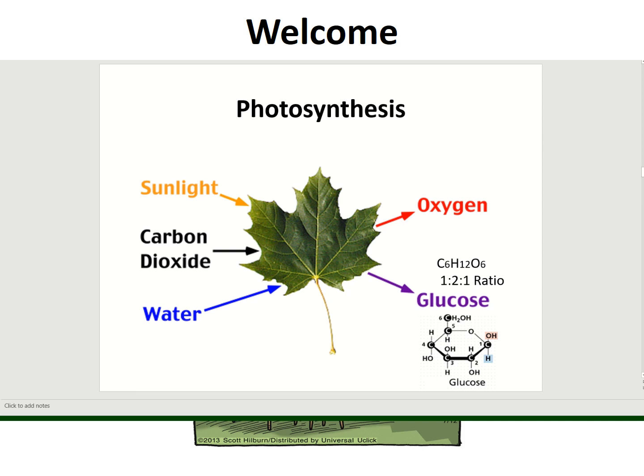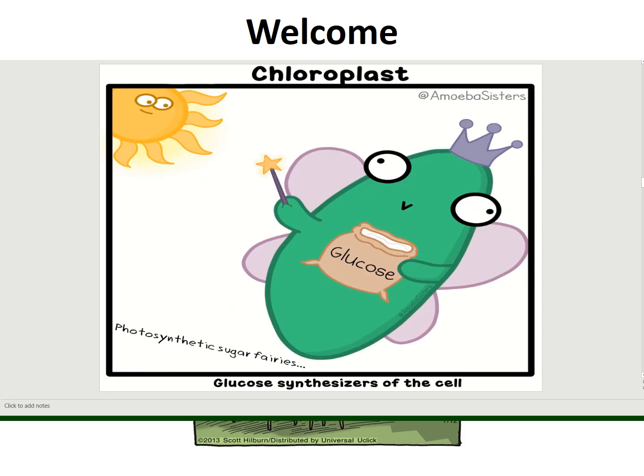But where do they do this? How do they do this? They're green, right? What's going on? This. Photosynthetic sugar fairies, glucose synthesizers of the cell. So they look like little frijolitos, okay? They're not really fairies. They're called chloroplasts. What are they called? Say it, please. Chloroplast. Chloro means green, right?